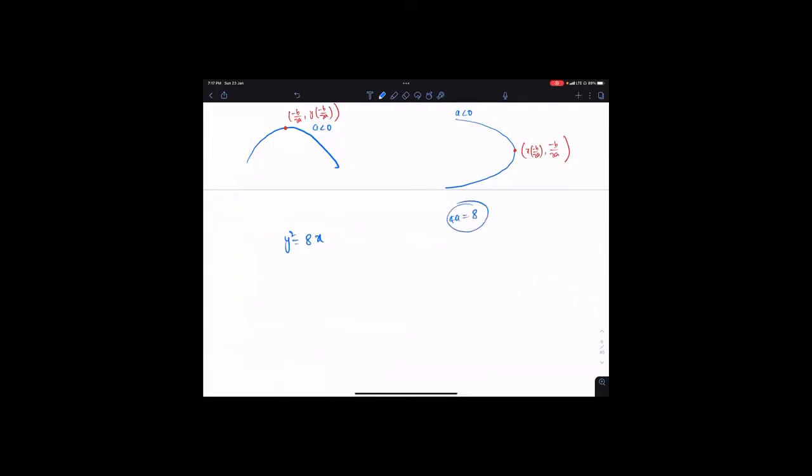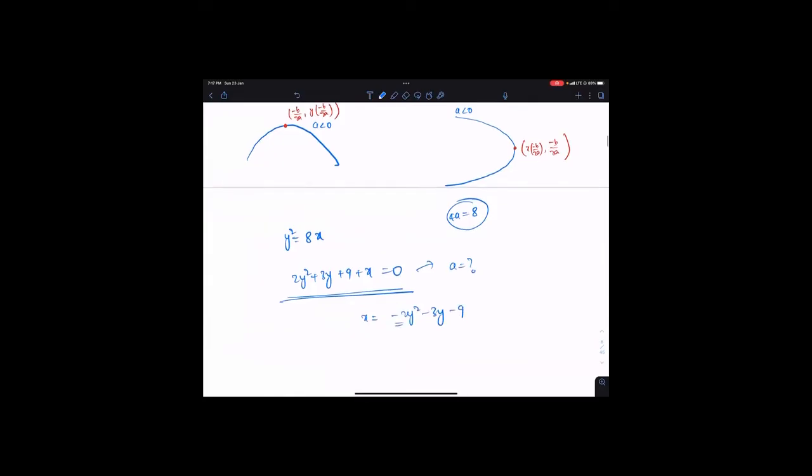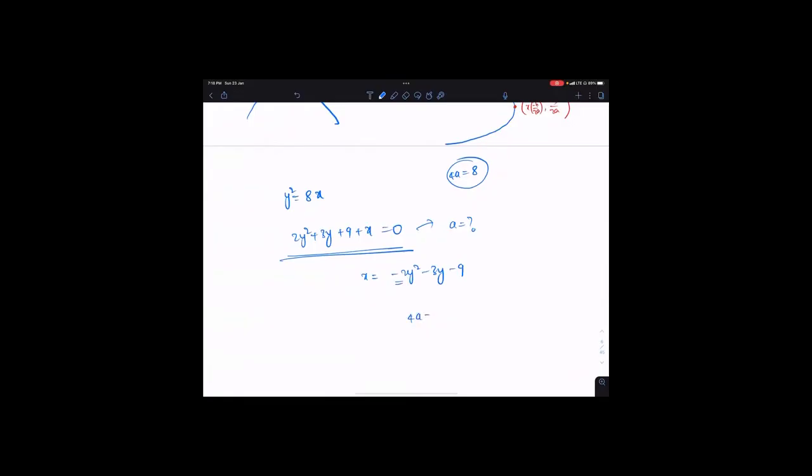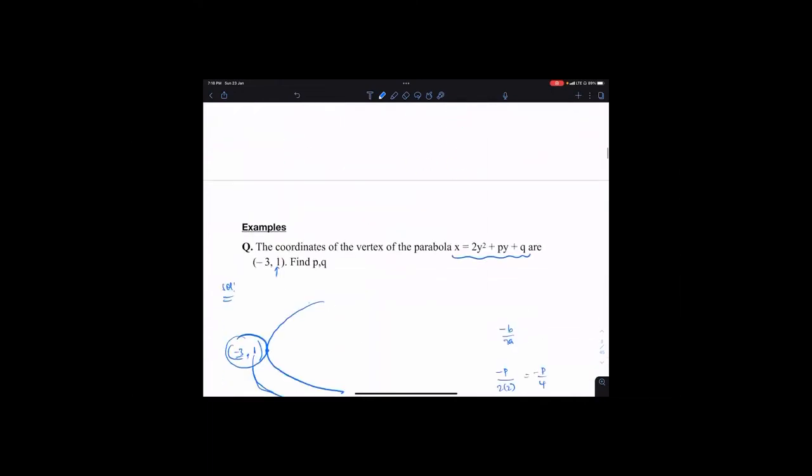Okay. Now, if the equation is 2y square plus 3y plus 9 plus x is equal to 0, this is a parabola equation. Now, for this parabola, what is the value of a if I ask you? Just write x in terms of y: minus 2y square minus 3y minus 9. What is the coefficient of y square? Minus 2. So your 4a will be simply 1 by modulus of the coefficient of y square, that is minus 2. So your a will be 1 by 8. Like that. Okay. Fine.